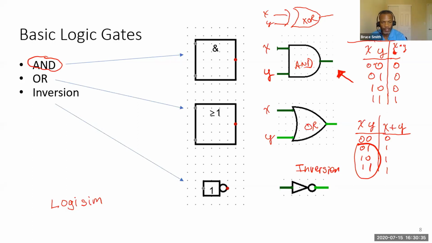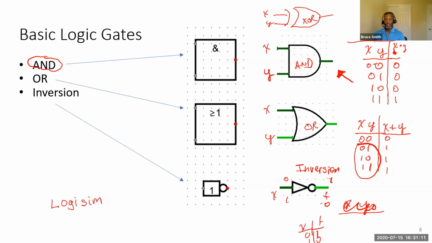And then finally, the inversion is only a single input. So I don't need an X and a Y. It has an input and then it has a particular output. Whatever I put in there, the output will end up being the opposite. So if I put in a 1, I get a 0, and if I put in a 0, I get a 1. So it just negates. A 0 becomes a 1, and a 1 becomes a 0. So those are the fundamental gates.